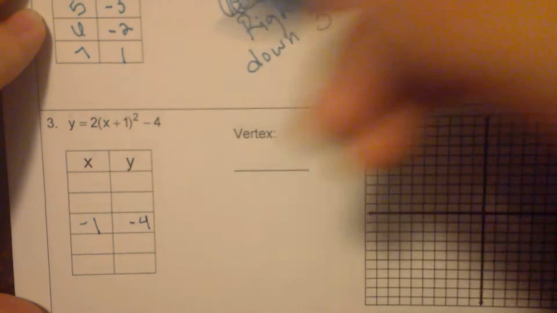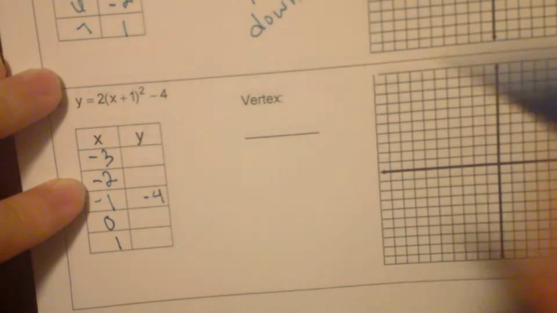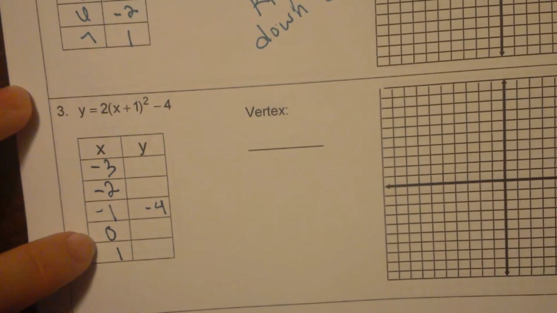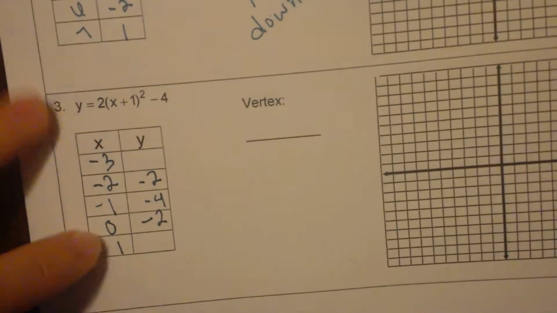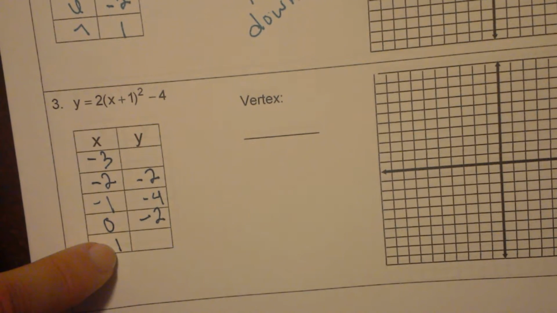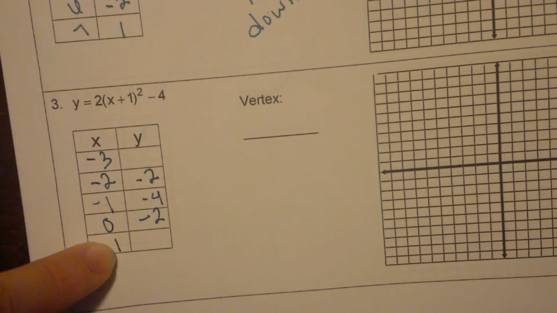-4. So I'm going to pick 0 and 1, -2, and -3. So if I put 0 in there, 0 plus 1 is 1, 1 squared is 1, 2 times 1 is 2, minus 4 would be -2. So that means -2 is also -2. If I put a 1 in there, 1 plus 1 is 2, 2 squared is 4, 2 times 4 is 8, minus 4 is 4.